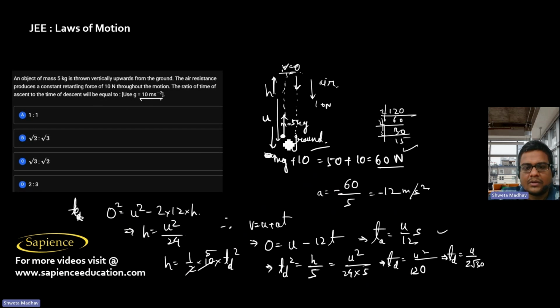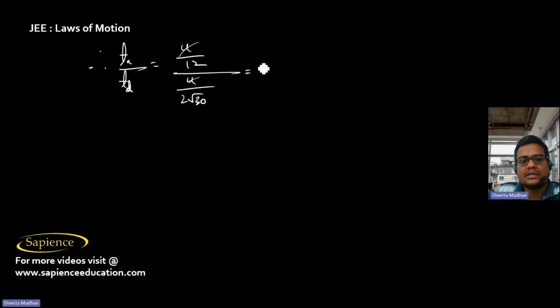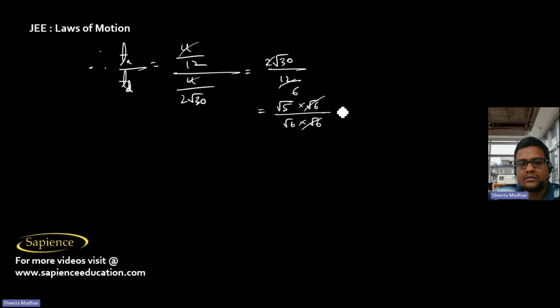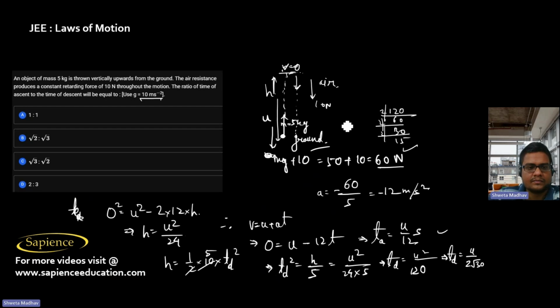Therefore we have to find the ratio of time of ascent to the time of descent. So ta by td we have to find out. So ta is u by 12, and td is u by 2 root 30. So u and u will get cancelled. So then 2 root 30 by 12. So this will be root 5 into root 6 by 6, and this 6 you can say root 6 into root 6, so root 6 will cancel. So this is root 5 is to root 6. But here it is not in the options.